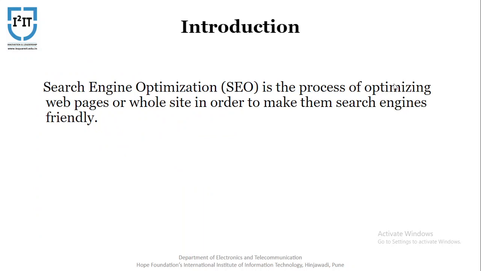Then comes the introduction part. So what is SEO? Search engine optimization is the process of optimizing web pages, a whole site, in order to make them search engine friendly. Basically, it means designing and developing a website to rank well in search engine results and improving the volume and quality of traffic to a website from search engines. SEO is basically a subset of search engine marketing.